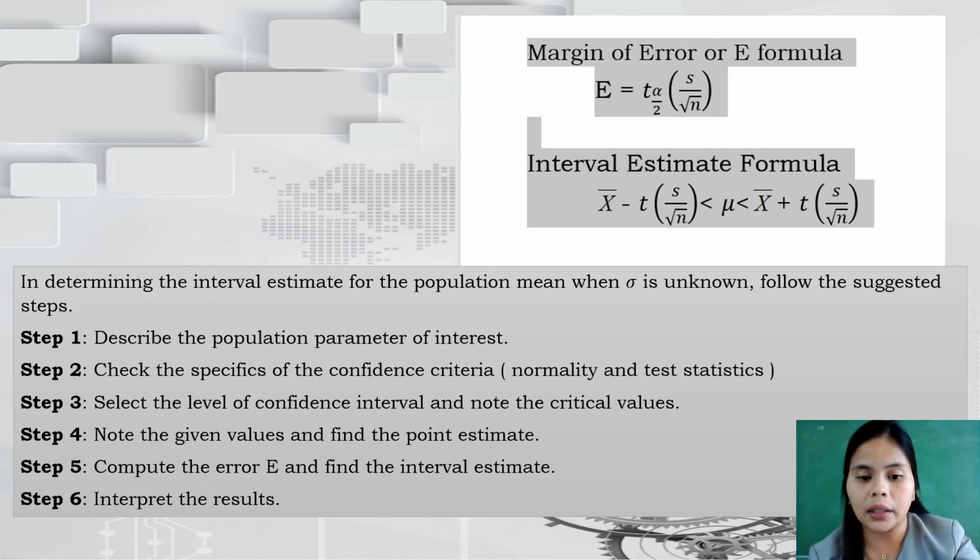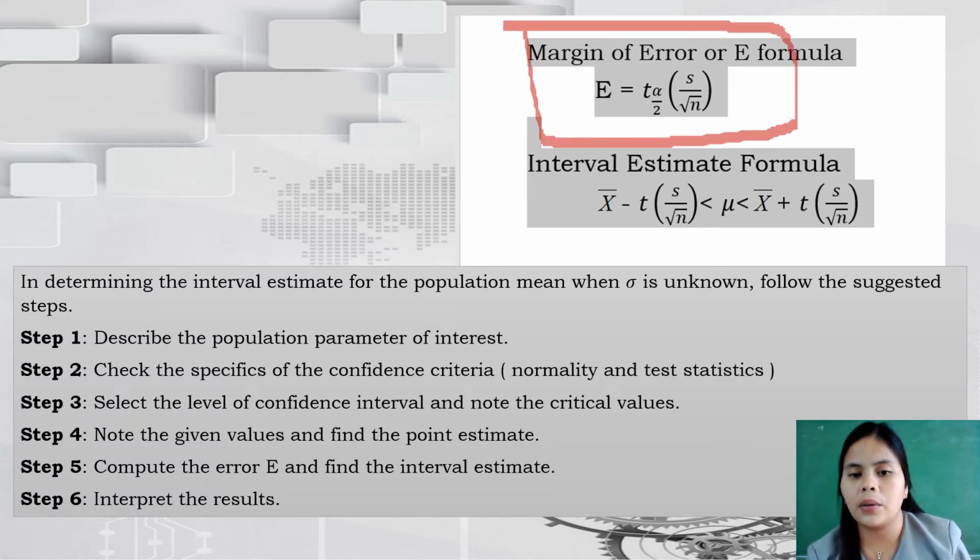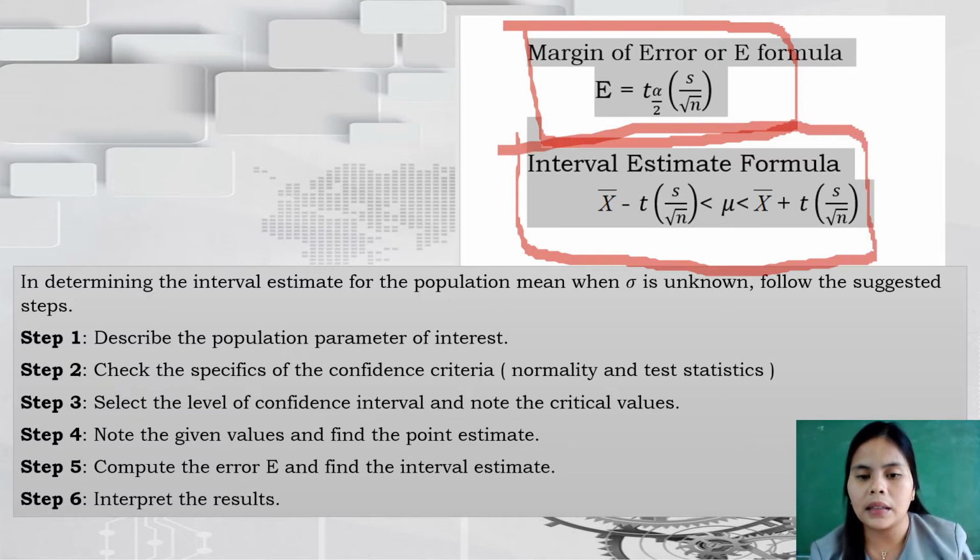These are the important formulas that we are going to deal with when determining the interval estimate. We have the margin of error: E is equal to the critical value of t multiplied by the sample standard deviation over the square root of the sample size. And for the interval estimate formula, we have the sample mean for the lower interval and the upper interval. For the lower, we subtract the margin of error from the sample mean, while for the upper interval, we add the margin of error to the sample mean.